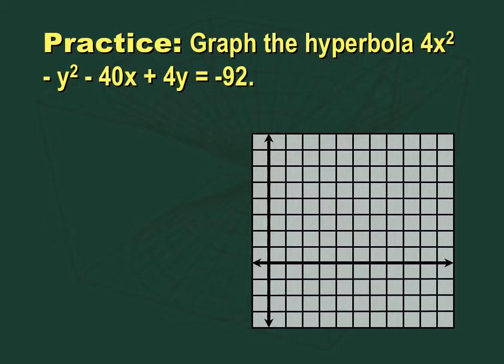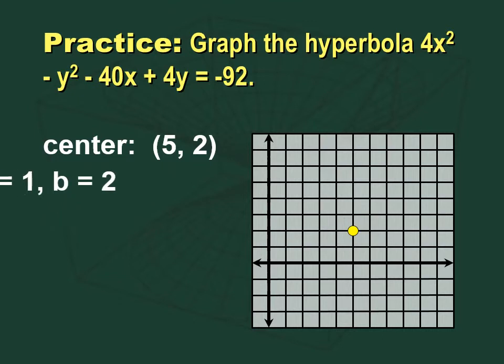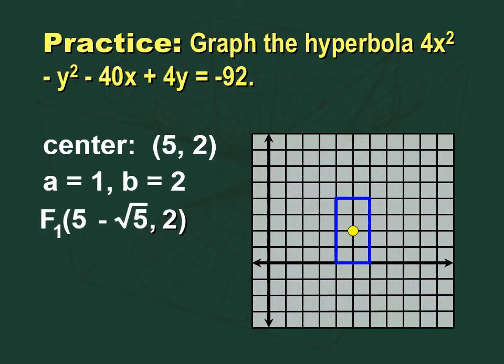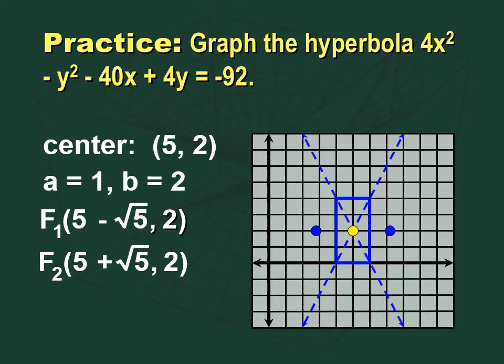Now it wants us to graph. We knew our center was (5, 2), so I'm going to plot that. We know our a and our b, so I can make my fundamental rectangle. Remember, a is 1, so I'm going to go 1 to the right and 1 to the left. b is 2, so I'm going to go up 2 and down 2. That's how I'm going to make my rectangle. I'm going to put my two foci points on there. And I'm going to graph the lines of my asymptotes.